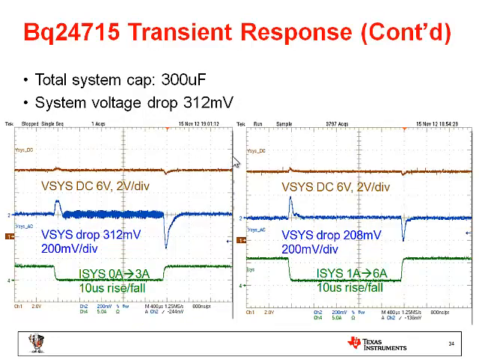The next example is a different design that we're testing with either a 0 amp to 3 amp load transient or a 1 amp to 6 amp load transient. Similarly, the battery is depleted and the system is regulated at about 6.14 volts. Now the total system cap is about 300 microfarad, and we see the system drop is about 312 millivolts for 0 to 3 amps, and only 208 millivolts once the load changes from 1 amp to 6 amps. So this tells us this 300 microfarad is enough to support this design's operation.